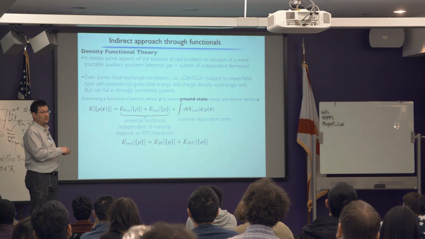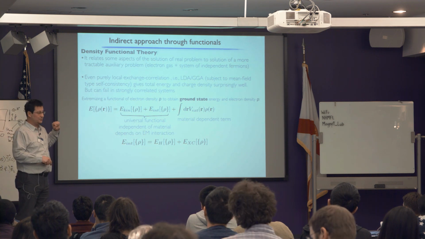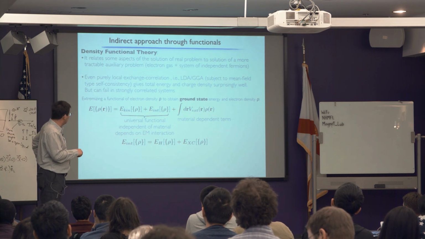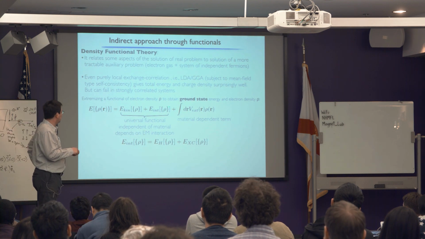This is V external times rho. This V external is just the periodic potential due to nuclei. And then you have the kinetic part, which you can write down reasonably well. It's basically nabla square. And then you have the interacting part.